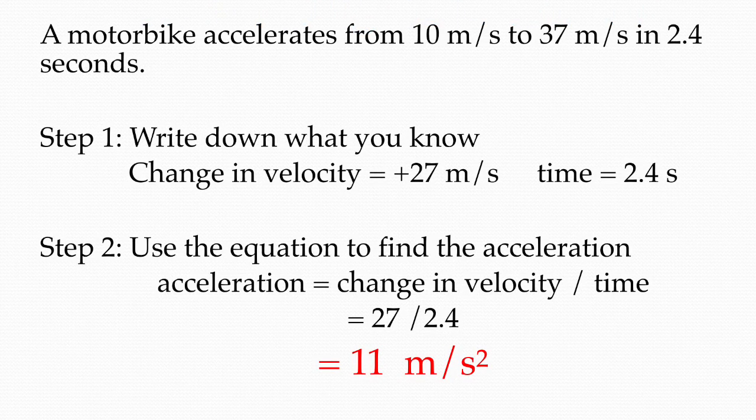Here's an example. A motorbike accelerates from 10 meters per second to 37 meters per second in 2.4 seconds. The first step is to work out the change in velocity, the difference between 10 meters per second and 37 meters per second, so plus 27 meters per second, and the time, which we're given as 2.4 seconds, always working in seconds for time. Then we use the equation to find the acceleration by dividing the change in velocity by the time, which gives us 11 meters per second squared.